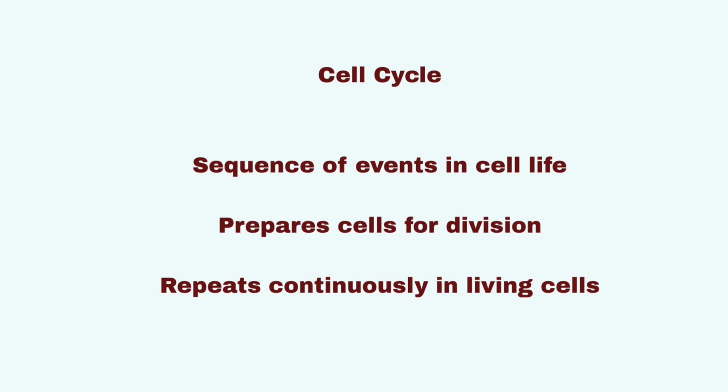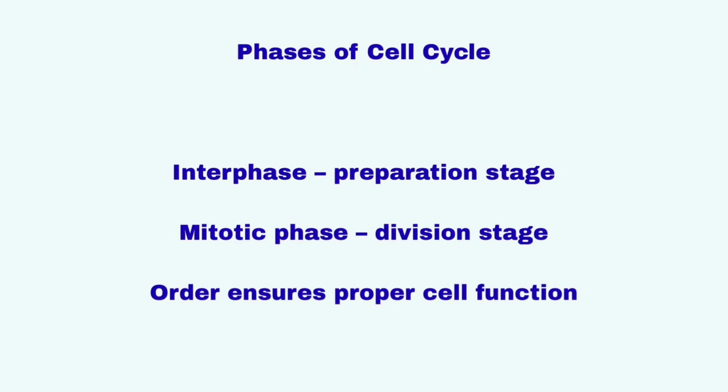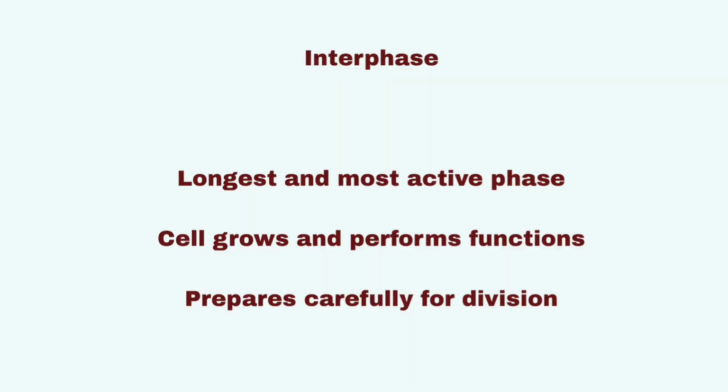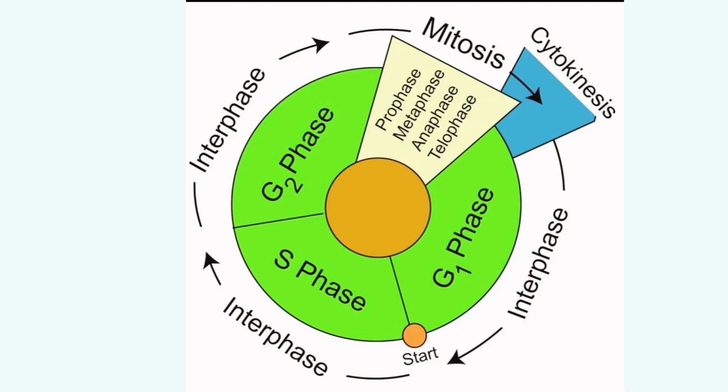We have here the phases of the cell cycle. Interphase, which is the preparation stage. The mitotic phase is the division stage, and the order ensures proper cell function. Interphase is the longest phase of the cell cycle, during which the cell grows, performs normal functions, and prepares for cell division, mitosis or meiosis. Although it's not a part of mitosis itself, it's crucial because it sets up the cell for proper division.